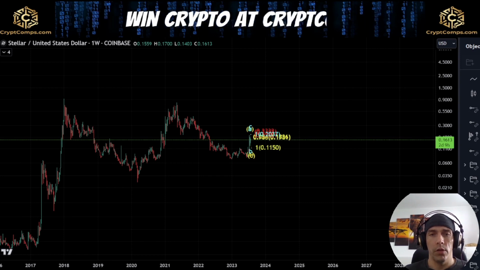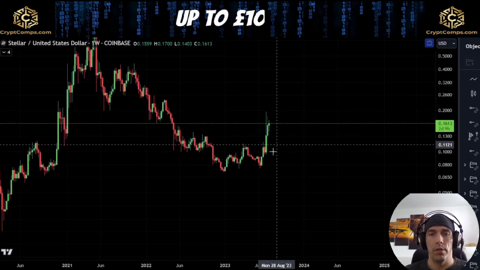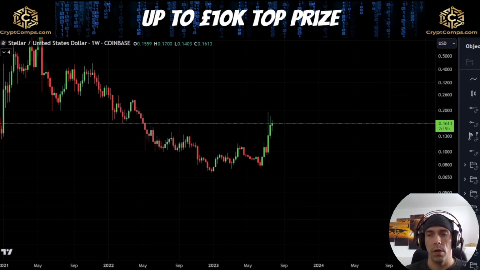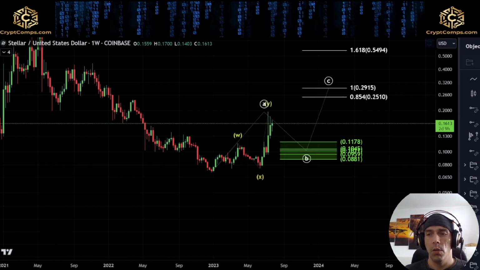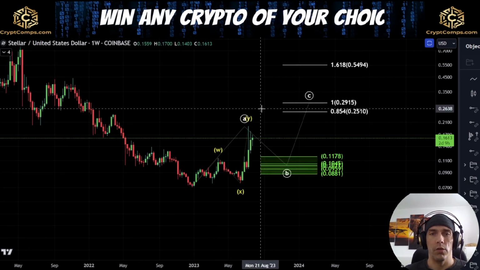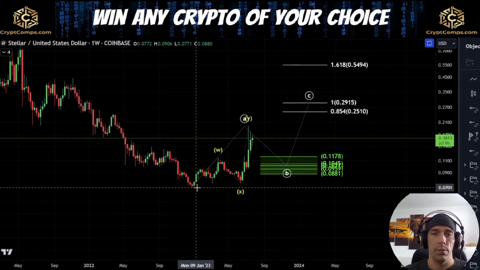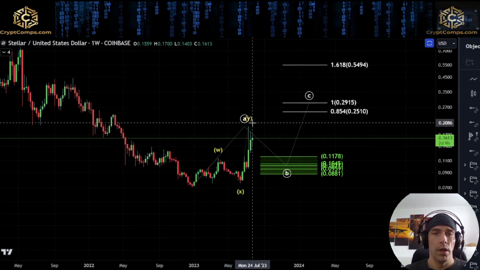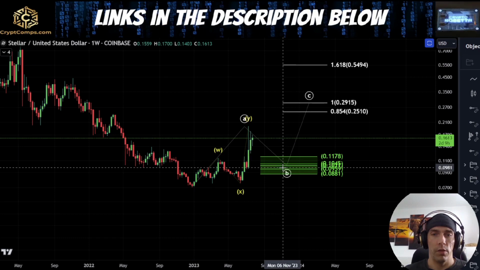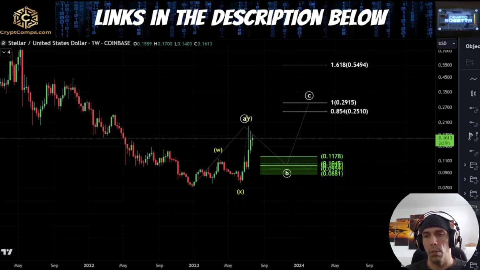Now, within the structure here, we have a couple of ways that we can discuss how this X wave could be here. What we could see is that this could just be A, B, and C, something like this, where we see this as a bigger 3-wave move to the upside. We see 3 waves move down, and then we see a C wave to the upside.